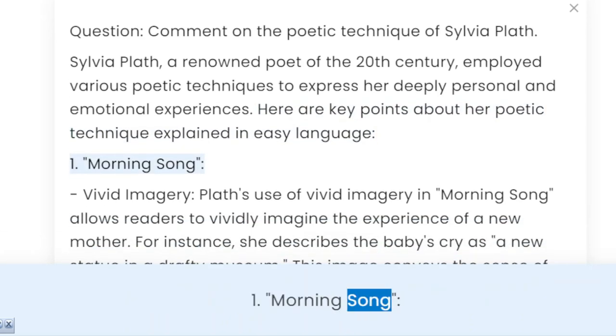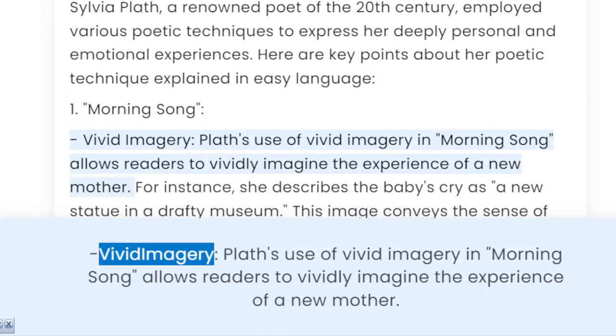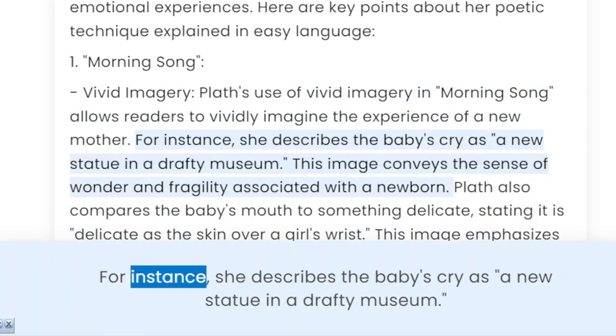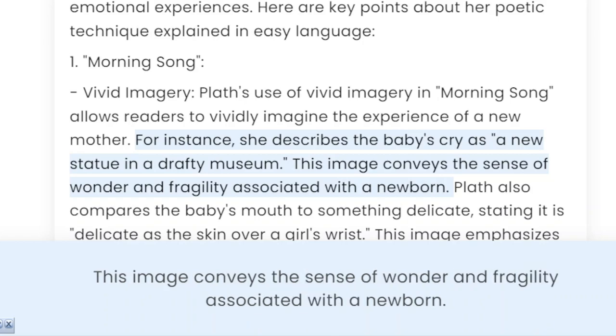1. Morning Song. Vivid imagery. Plath's use of vivid imagery in Morning Song allows readers to vividly imagine the experience of a new mother. For instance, she describes the baby's cry as a new statue in a drafty museum. This image conveys the sense of wonder and fragility associated with a newborn.